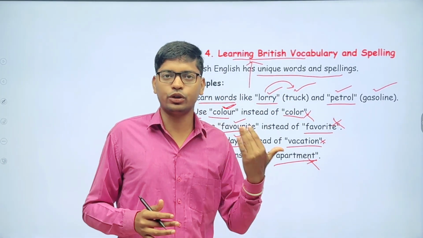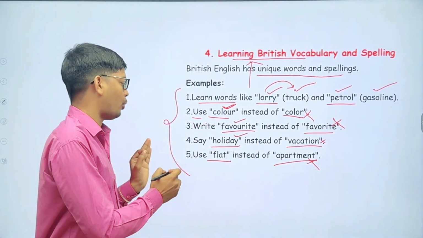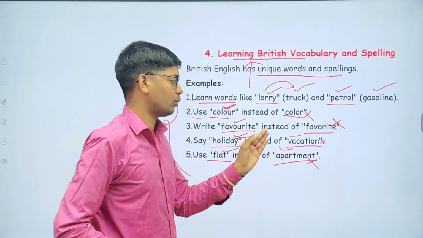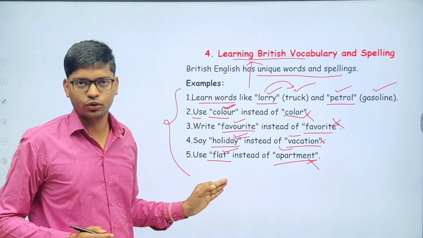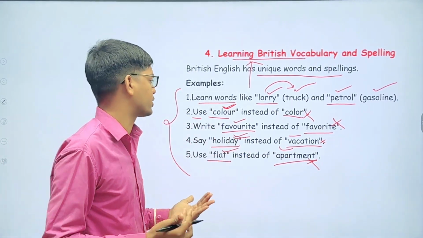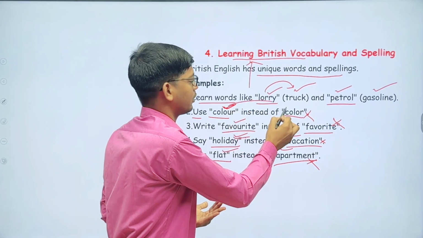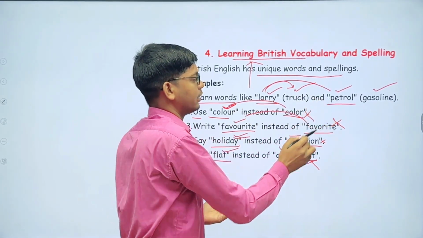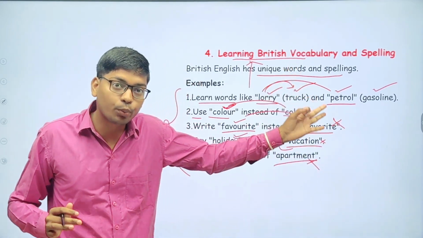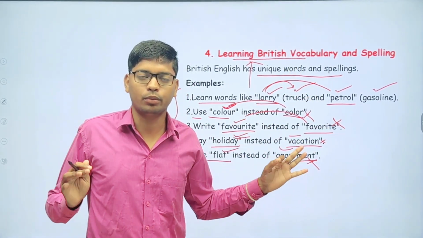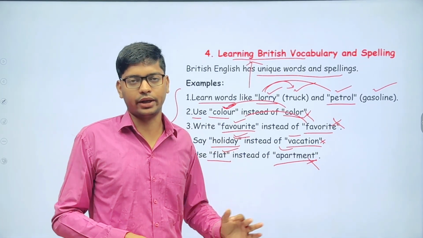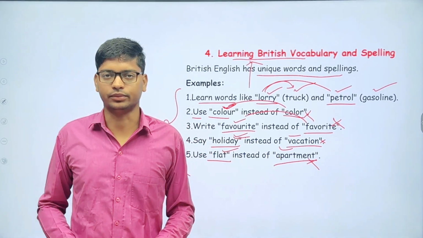Whenever you speak, you have to focus on words like holiday, vacation, flat, apartment, boat. And whenever you write spelling words, you have to focus on words like color, favorite, lorry, truck. So this is our most important thing here. You must learn these kinds of words. So let's see the next method.